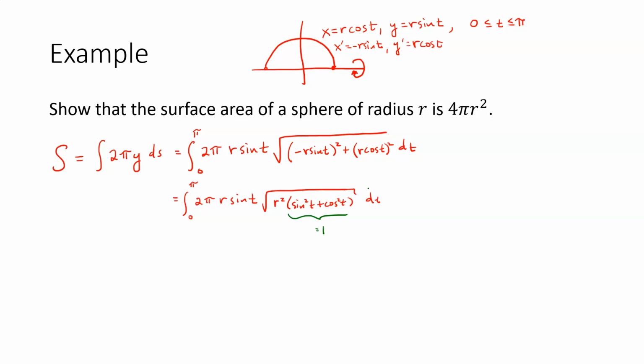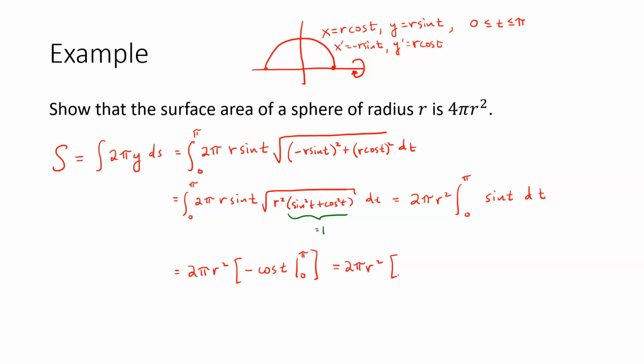So we have the square root of r squared, which is r. So I've got the constant 2 pi r times another factor of r here. So then we're integrating from 0 to pi sine t. Okay, all this other stuff simplified to a constant. And then we've got the integral from 0 to pi of sine t. Integral of sine t will be negative cosine t, evaluated from 0 to pi.